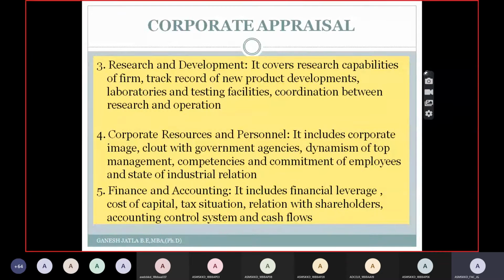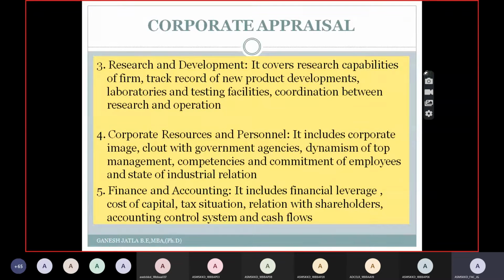Generally you appraise the corporate image in the market, your relationship with the government agencies, the top management's dynamism in accepting proposals, and the competencies and commitment of employees, which we generally call employee strengths, and the state of industrial relations. These are the aspects you connect with corporate resources and personnel appraisal.